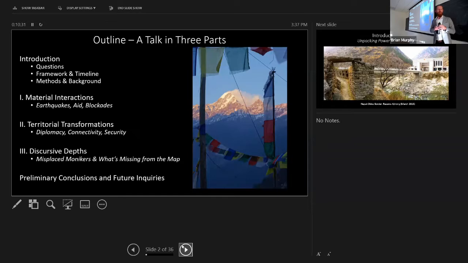The central content of the talk centers around three aspects of these intersections: material interactions, territorial transformations, and discursive depths. Together, I want us to think with these in concert with one another in creating what I'm proposing is a volumetric presence, a three-dimensional presence of China in Nepal through much of its BRI activity, but not only related to the BRI.